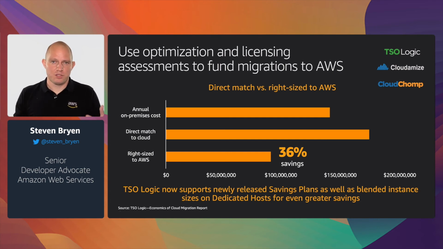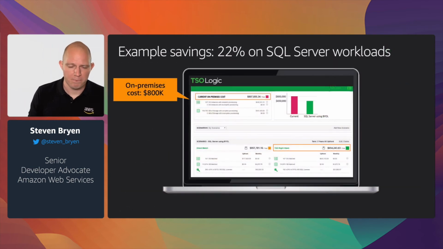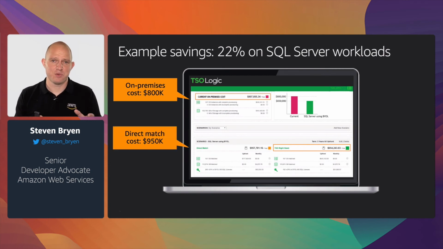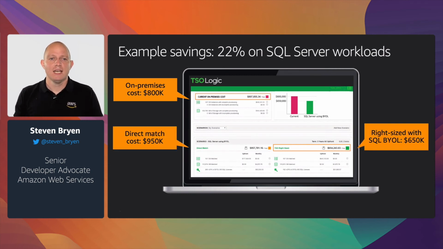And this applies to Windows Server, this applies to your general kind of operating systems, but it applies to your applications as well. Here's another example of SQL Server workload running on AWS. Saving numbers a little bit lower here, but still significant, 22%, almost a quarter of your costs saved running your SQL Server workloads. On premises, this workload was $800,000. The direct match was $950,000, and then if you actually right-sized with SQL Bring Your Own License, it was down to $650,000.